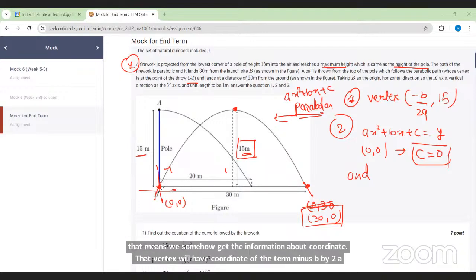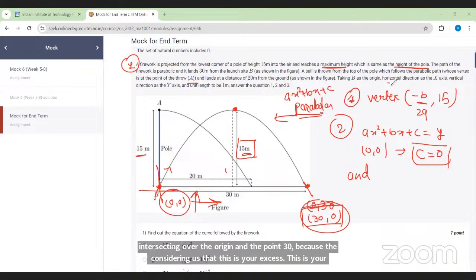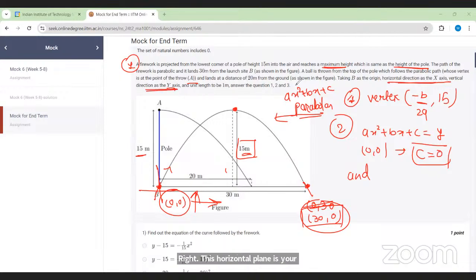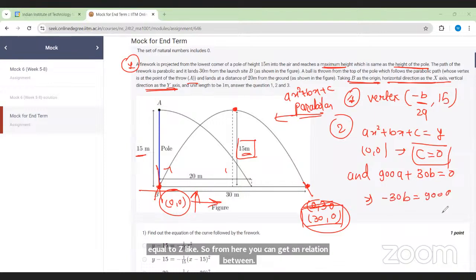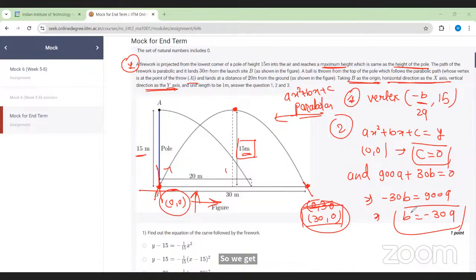Now the second thing given to us is that this parabola is intersecting the origin and the point 30, 0, because they are considering the horizontal direction as the x-axis, the vertical direction as the y-axis, and the vertex B as the origin. That's why we get 0, 0 and 30, 0. If you apply 30, 0, it becomes 900a plus 30b equals 0. From here you can get a relation between a and b: minus 30b equals 900a, so b equals minus 30a. So we get the relations c equals 0 and b equals minus 30a. Correct?